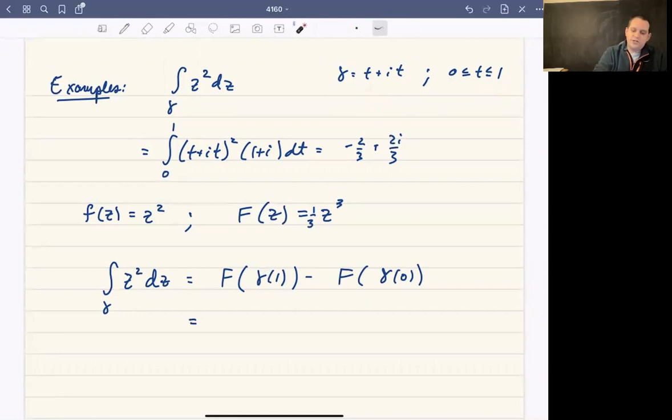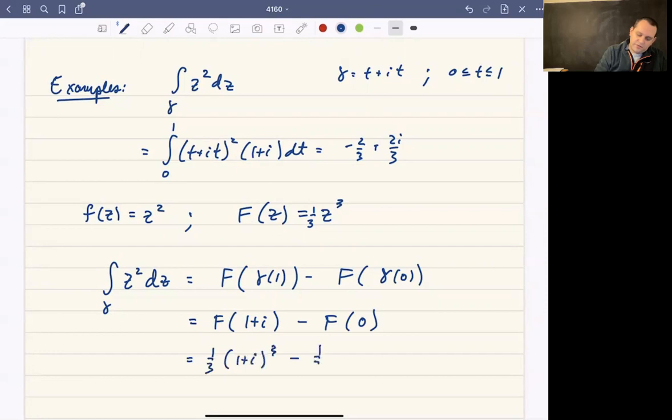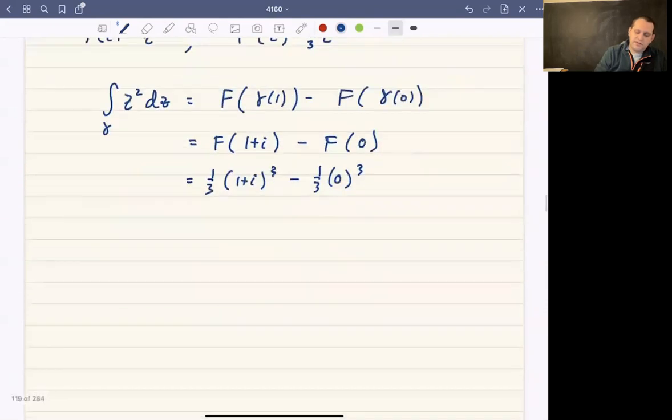So no matter what the parameterization is, whether it's t plus it or t plus it squared, or whether we go kind of horizontally along the axis first and then up, whichever way you want to do it, gamma of 1 is 1 plus i, because that's the destination point, that's the final point on the path. And the initial point on the path is 0. And so let's think about if we have 1 plus i cubed and we take 1/3 of that. Of course, if we have 0 cubed and we take 1/3 of that, that's easy to compute, that's 0.